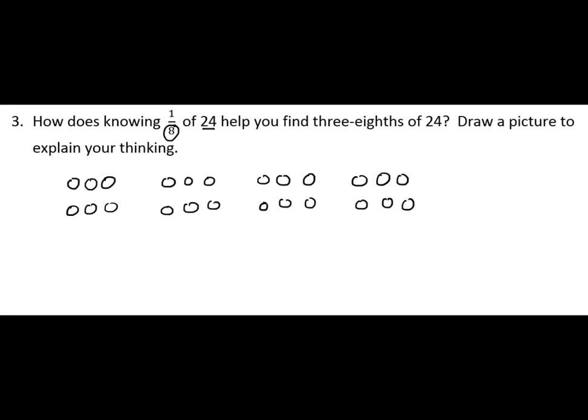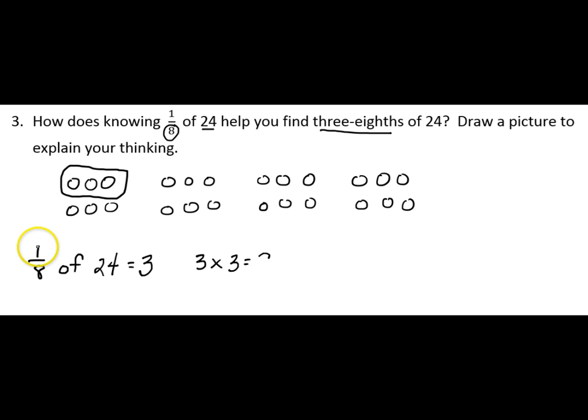So here are my 8 groups of 3 circles. To find 1/8 of 24, I just need to circle one of my groups. There are 3 circles in one group, so 1/8 of 24 is 3. If I want to find 3/8 of 24, I can just multiply that 3 times 3. That tells me there will be 9 circles in 3/8 of 24. I just tripled the amount that was in one group.